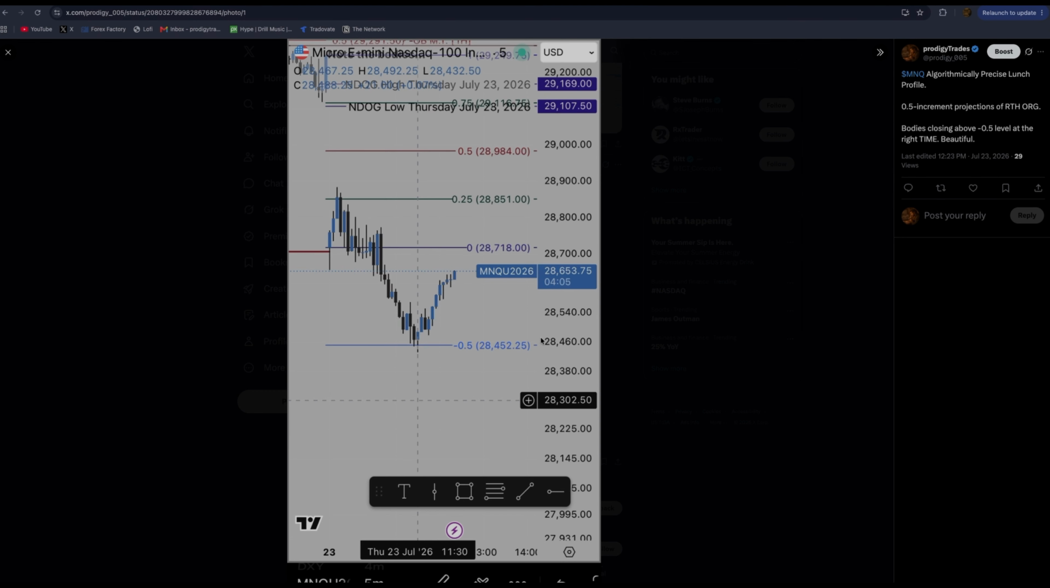It's beautiful to see. All right, lastly, I would like to go over the PM session paper execution that I took. First, I want to outline what I framed the narrative off of.